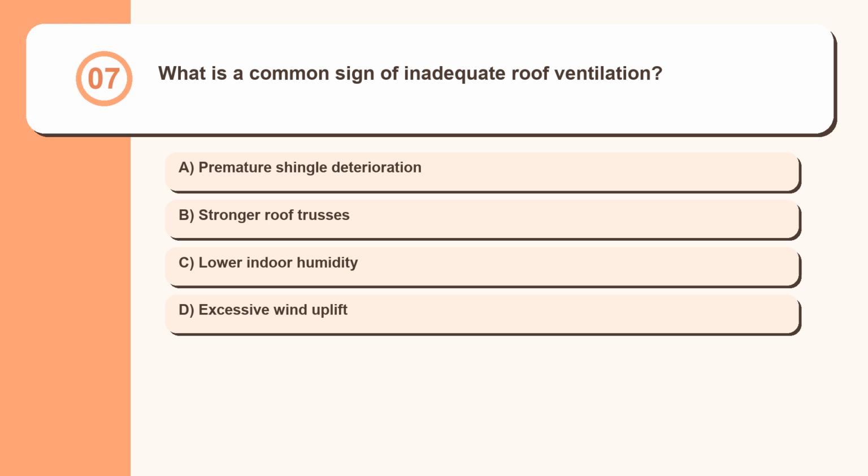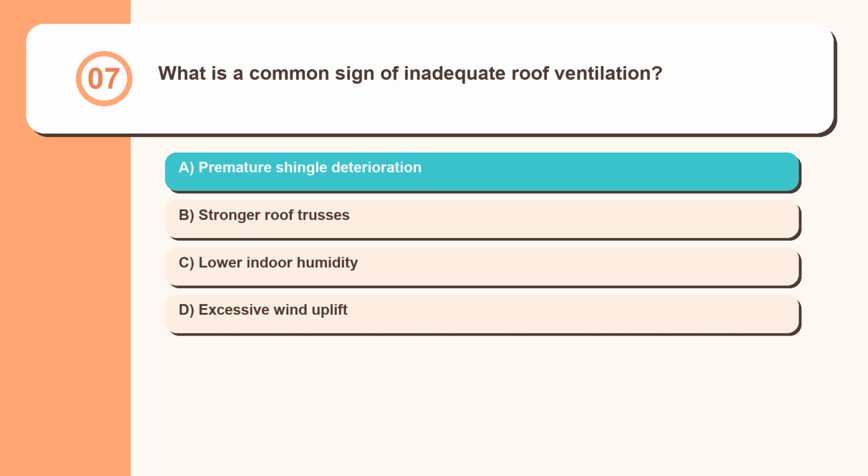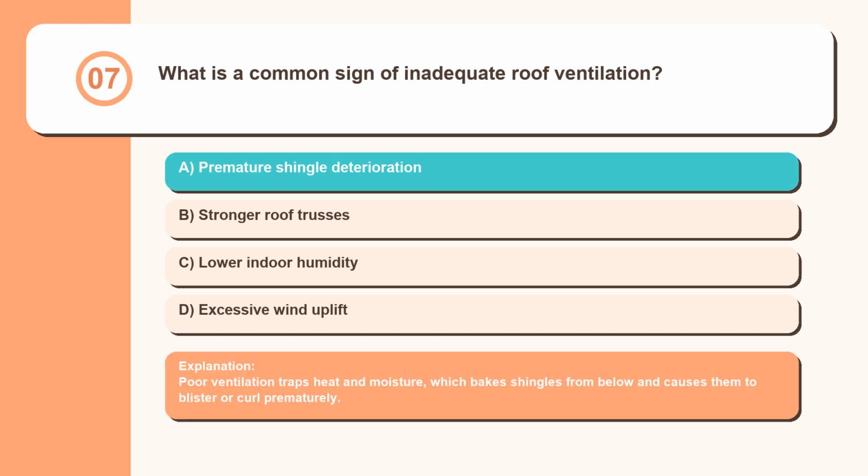Question 7. What is a common sign of inadequate roof ventilation? Premature shingle deterioration, stronger roof trusses, lower indoor humidity, excessive wind uplift. Poor ventilation traps heat and moisture, which bakes shingles from below and causes them to blister or curl prematurely.